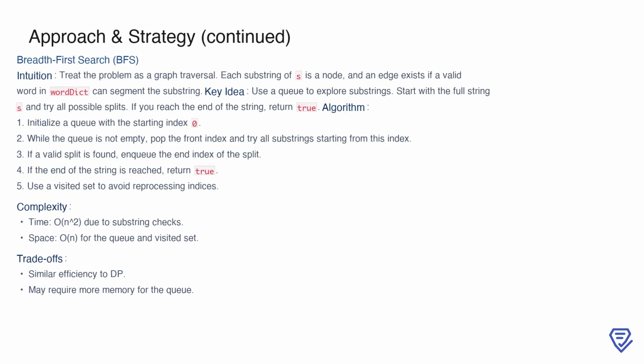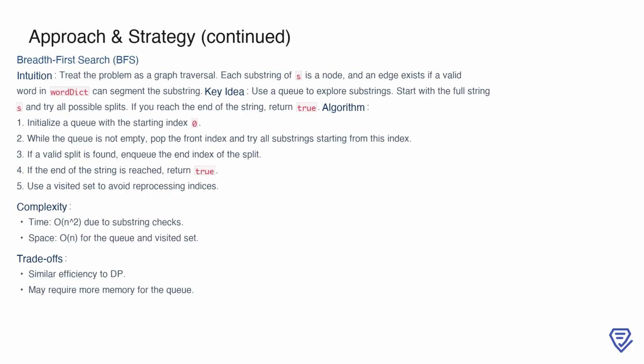Another approach to solving this problem is using breadth-first search, or BFS, which treats the segmentation task as a graph traversal. Here, each substring of S acts as a node, and an edge exists if a valid word in WordDict allows a segment to split correctly. This approach uses a queue to explore all potential substrings.